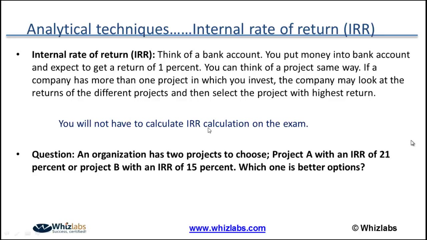You will not have to calculate this internal rate of return for your PMP exam. Just understand that internal rate of return means the project with the highest percentage of returns will be selected by the executive committee or the project selection committee. So let's have this question. An organization has two projects to choose: project A with an internal rate of return of 21%, or project B with an internal rate of return of 15%. Which one is the better option, or which project will the organization select?